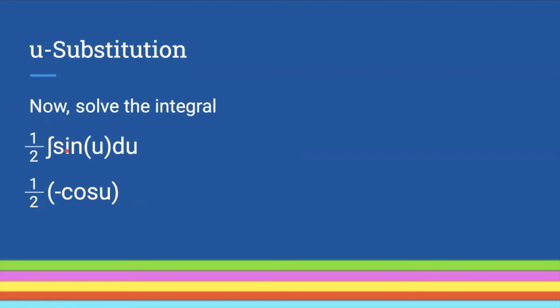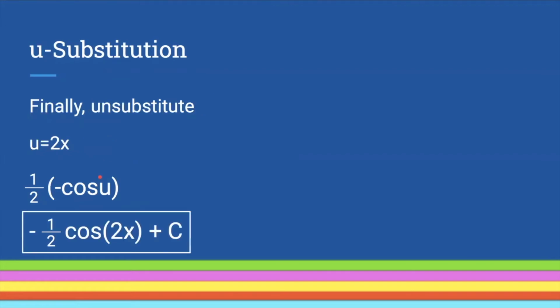So the integral of sine of u du is negative cosine of u. And then now we unsubstitute. So we set u equal to 2x. So now we have to set this u right over here back to 2x. So our final answer is negative 1/2 cosine of 2x plus c. This is the integral of sine of 2x dx.